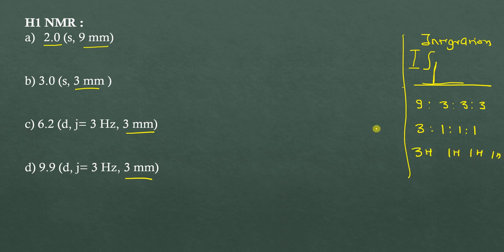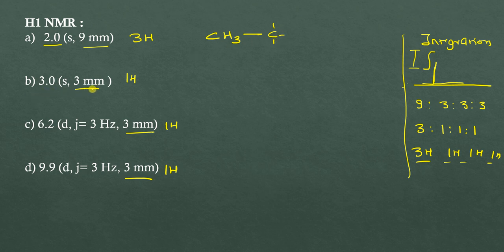So total number of protons are 6, so it is matching with this. So we'll continue with the same ratio, 3H, 1H, 1H and 1H. This 3 mm corresponds to 1 hydrogen, right? So now we have the number of protons also. So we'll write this, this may be a CH3 group. The value is 2.0 and it is a singlet, so this may be attached to some quaternary carbon.